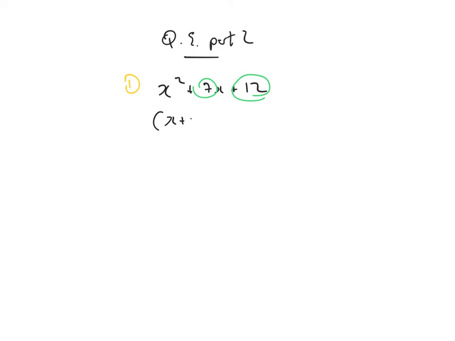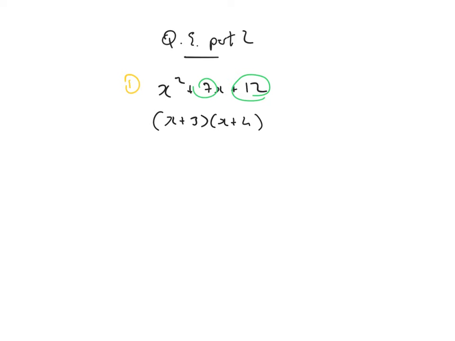Okay, we're looking at quadratic equations, part 2. In part 1 we looked at simplest examples where it was all pluses. So for example, x squared plus 7x plus 12. Two numbers that multiply to give 12 and add together to give 7 were 3 and 4, so x plus 3, x plus 4.